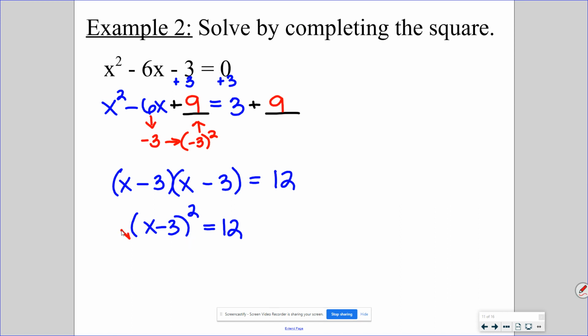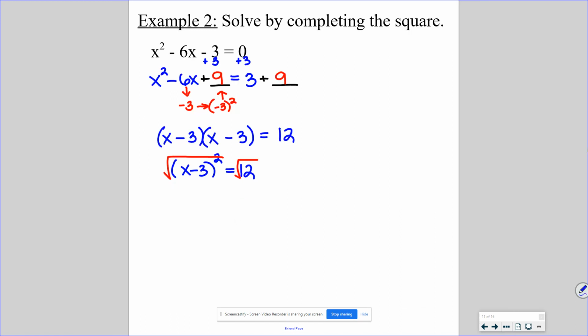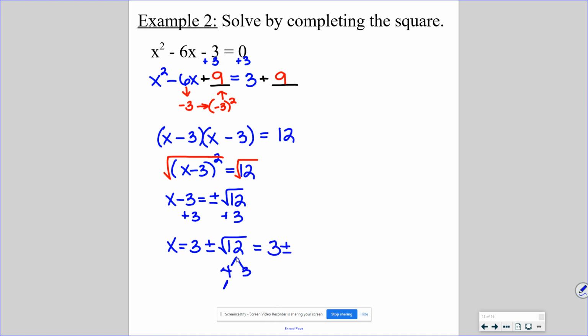Okay? From here, you have one of those really easy equations that we worked on solving at the beginning of this lesson. So we would square root both sides to undo the squared. We're going to get plus or minus radical 12, and then we're going to add 3 to find x. So x is equal to 3 plus or minus the square root of 12. Now, that answer is okay, but it's not simplified because the square root of 12 can be broken down further. So this would actually be 2 radical 3. That is your answer there.